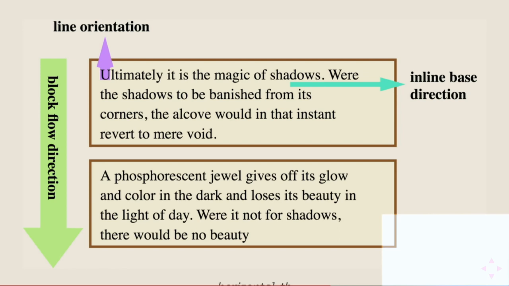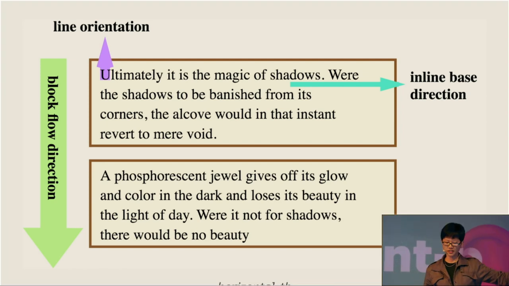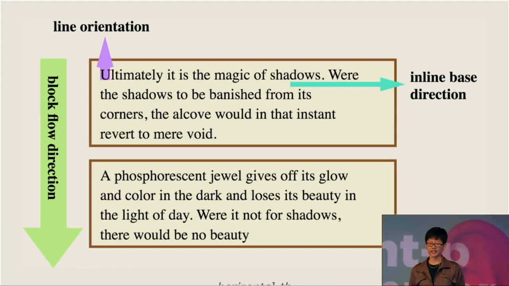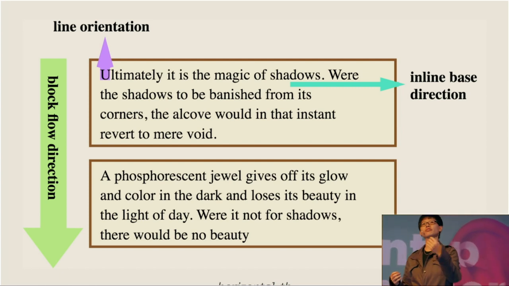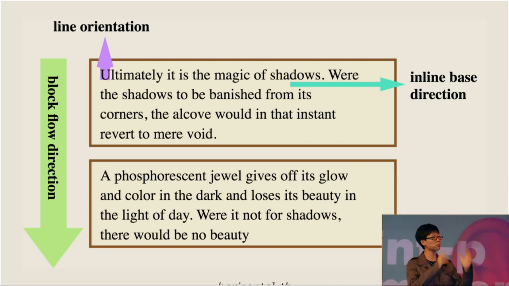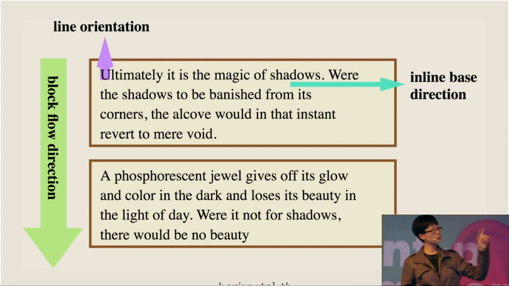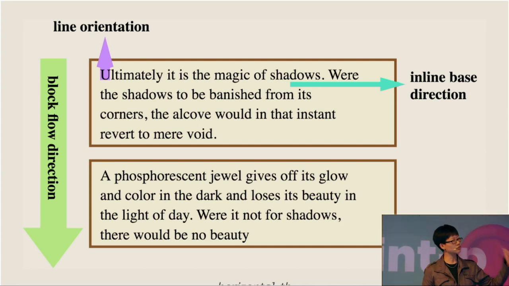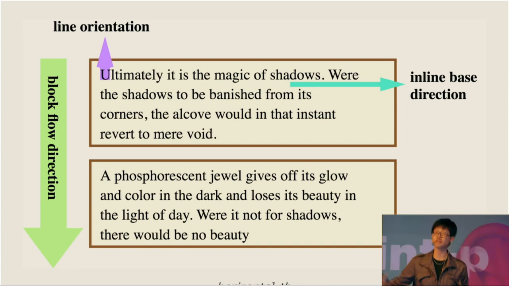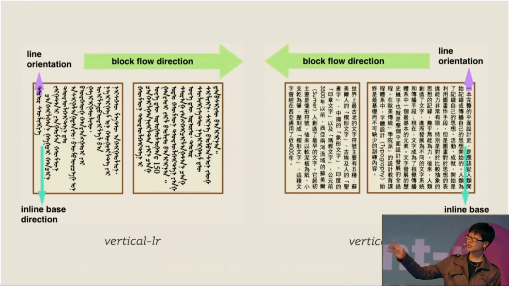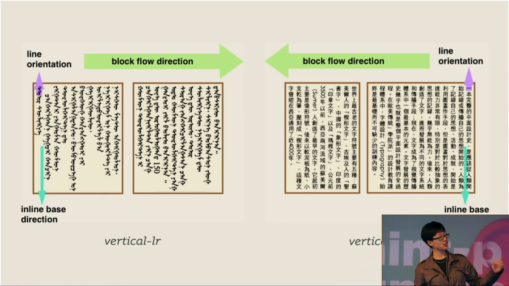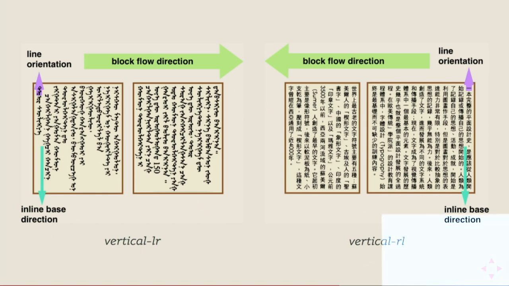So inline base direction, which is indicated by the blue arrow up there, is the direction that content is ordered on a line. It defines where the line starts and where it ends. Then the green arrow indicates the block flow direction. So this is the direction in which block level boxes stack in their container. The writing mode property will dictate the block flow direction. In this case, this is the standard default value of horizontal-tb. And this is when vertical-rl and vertical-lr are applied respectively. So you see that the block flow direction is now horizontal, while the inline base direction is vertical.